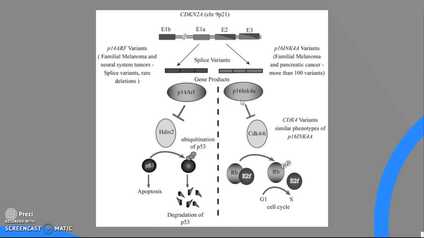Because of this, the cell transitions from the first gap in the cell cycle to the S phase, where the cell will proliferate uncontrollably. This outcome is the definition of cancer.